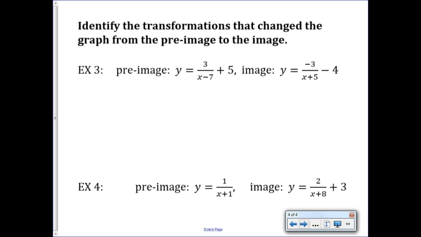All right, this time we don't have graphs, we just have some equations. So our pre-image is 3 over x minus 7 plus 5. Our image is -3 over x plus 5 minus 4. Well, one thing I noticed is 3 to -3. That means we reflected.